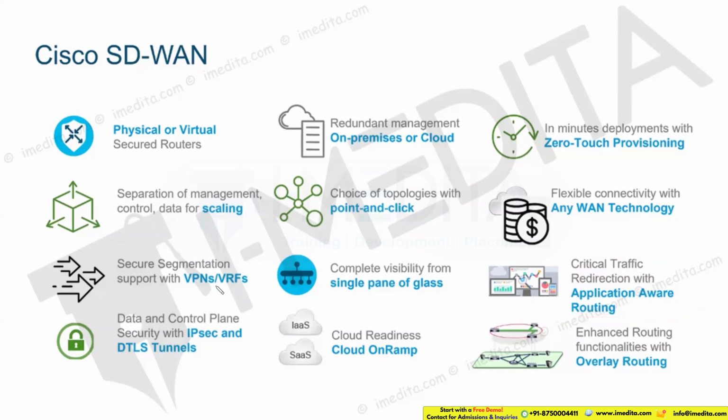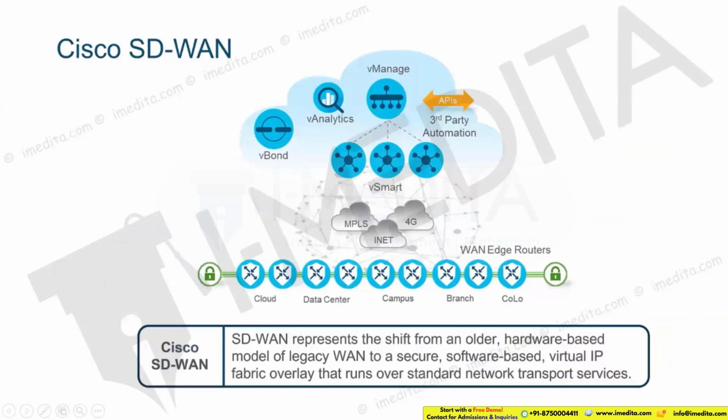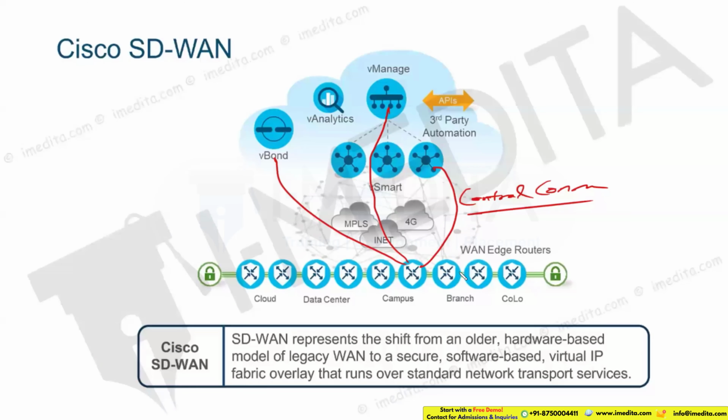Then you have secure control plane and data plane connectivity. So basically, you need to understand the data plane connectivity and control plane connectivity. If your router is making a connection with vSmart, or with vManage, or with vBond, that is what we call a control connection. But when a router makes a connection with another router, that is called a data plane connection, which is an IPsec tunnel.